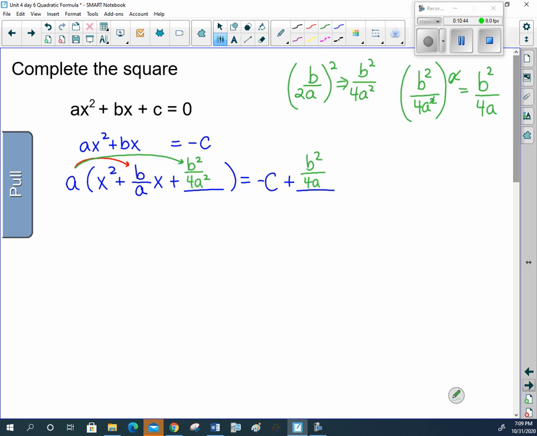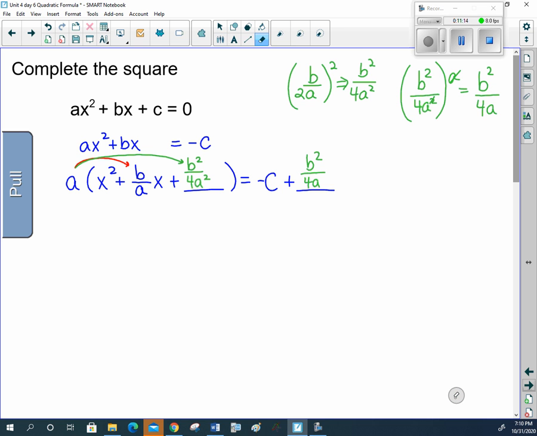Okay, just watch with me for a minute. On the right-hand side, since I have a negative c plus b squared over 4a, I want to get a common denominator. My common denominator is 4a. Remember, if I want to get a common denominator with this c right here, we need to have that denominator be 4a. So that means I'd have to multiply the top times 4a. That's how I get a common denominator.